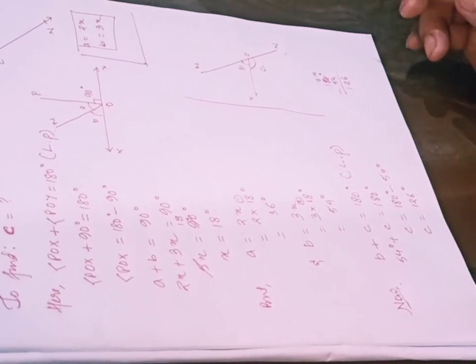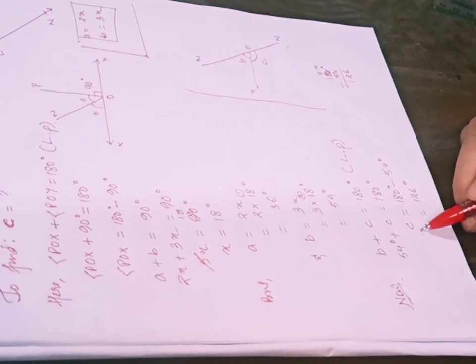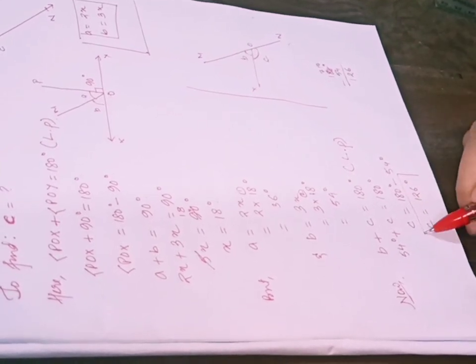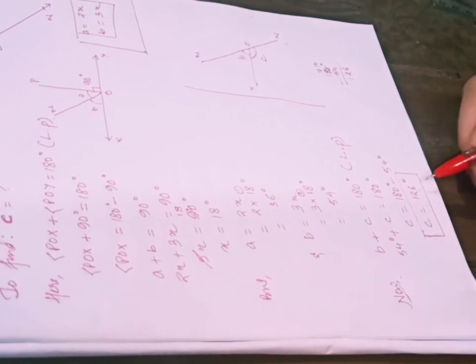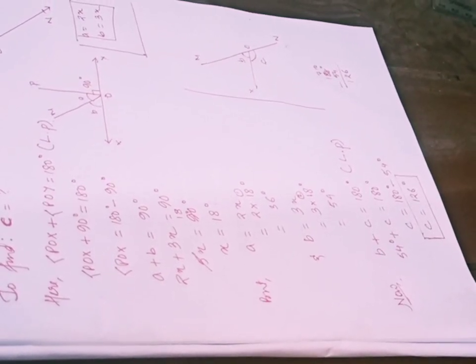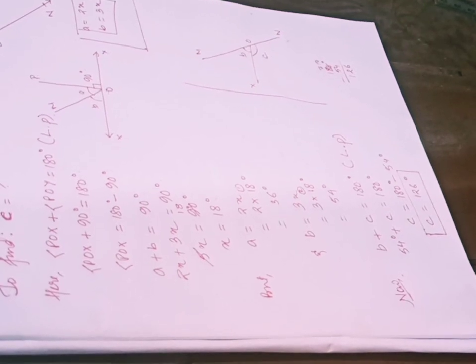Is it okay? I hope all of you understood, right? So our answer is that the value of C, or angle C, is 126 degree. Is it okay? I hope all of you understood, right?